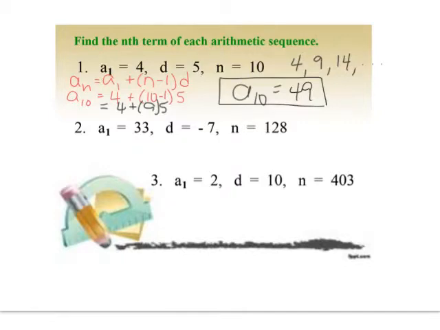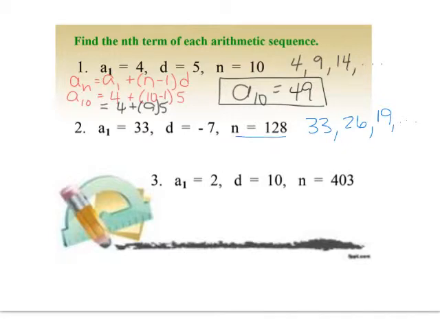In the second example, it tells me that A1 is 33. And it tells me my common difference is negative 7. So 33 plus negative 7 is 26. So that's going to be the second term. And then plus negative 7, the third term would be 19. And we could continue that. We're supposed to find the 128th term this time.